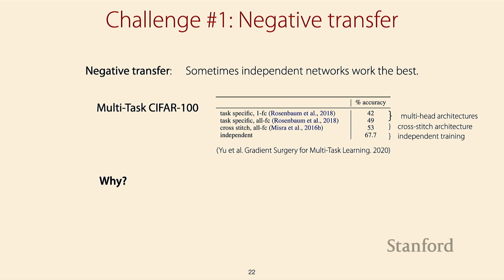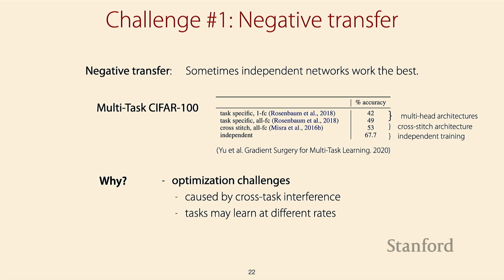So why might this be the case? This could be the case because of optimization challenges. So there might be some interference between the tasks. They might be trying to use their representation in different ways. Or the tasks might be learning at different rates. And if one of the tasks has more or less converged and one of the tasks is still learning, that may make it difficult to keep on updating the network.